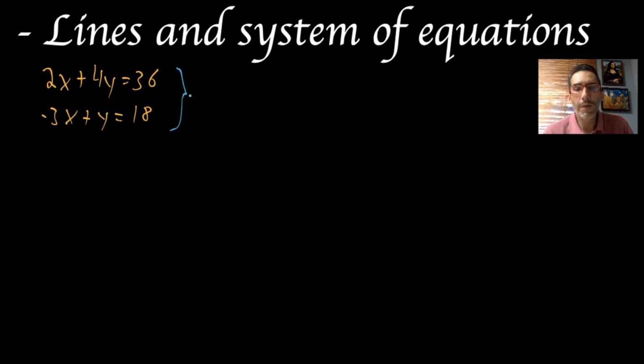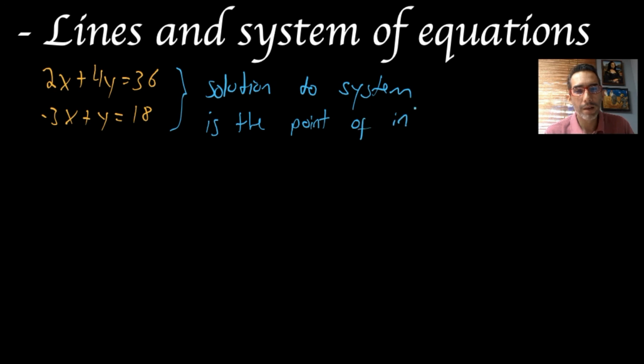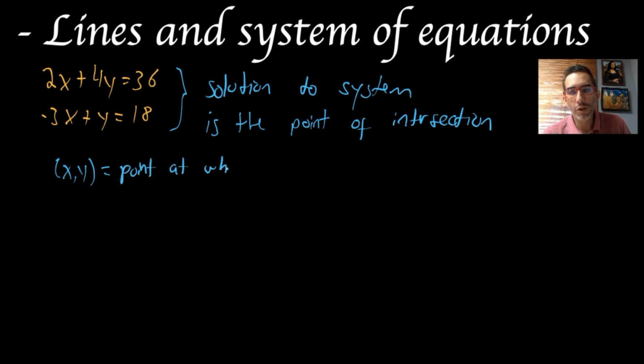So here, if we just solve the system of equations, the solution to this system, graphically speaking, is the point of intersection of the two lines. If we solve the system, we will find a point (x, y), and these are the values of x and y that make both equations true. And this, graphically speaking, is the point at which the two lines cross in the xy plane.